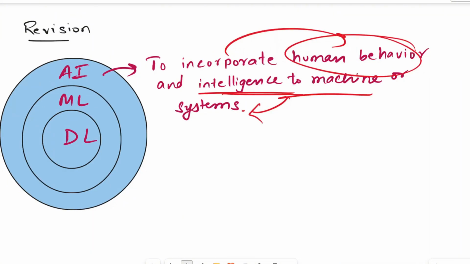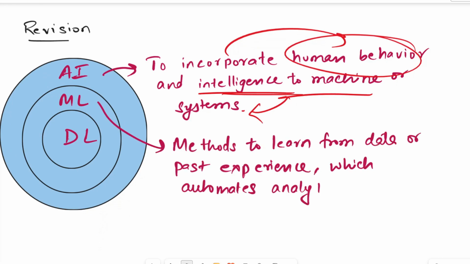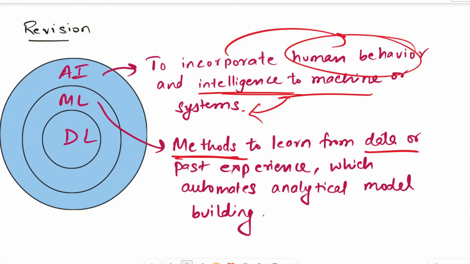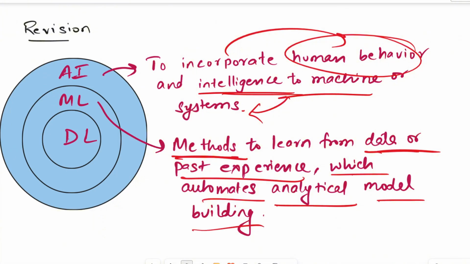Now let's move to our next part, machine learning, ML. We can describe it as a method for learning from data or past experience, which automates the building of analytical models. In simple terms, machine learning uses techniques that enable a machine or system to learn from data without being explicitly programmed. So instead of following pre-written rules, ML models learn patterns from data to make predictions or decisions.